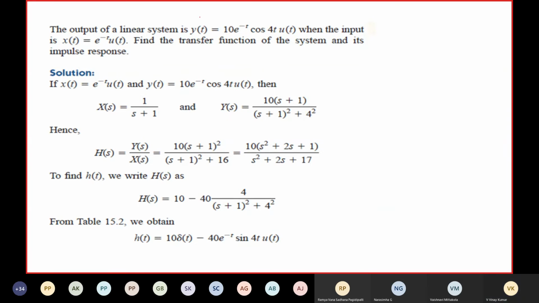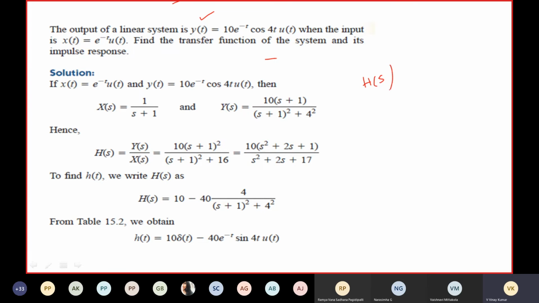Okay, the output of a linear system is y of t equals 10 e power minus t cos 4t u of t, when the input is x of t equals e power minus t u of t. Find the transfer function of the system and its impulse response. Okay, so what is the transfer function? H of s is equal to what?